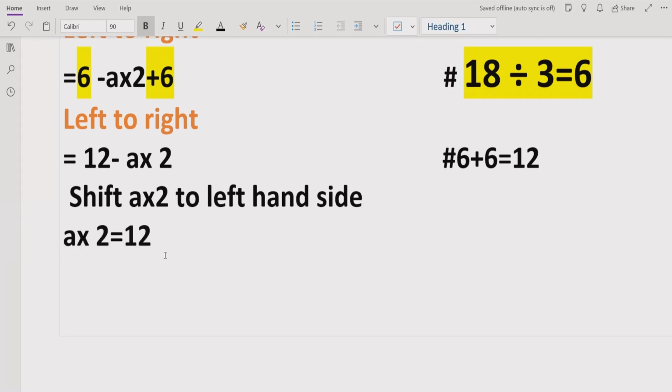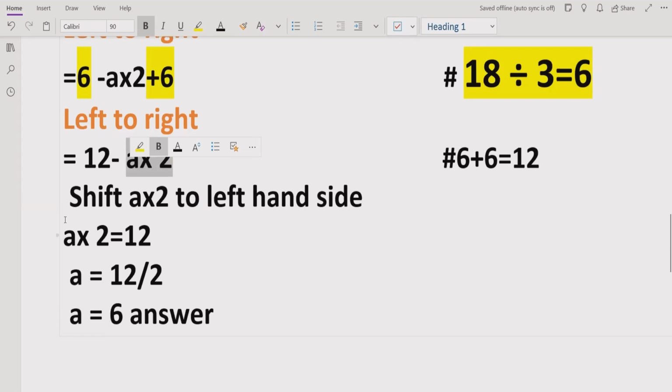And again, we have to find the value of a. So here we have 12 divided by 2. Now we have the value of a equals 6. You have to see that here the value of a is 6, not minus 6. We have 6 because when we shift a multiplied by 2 to the left hand side, it becomes positive, because on the right hand side it was negative. So now we have the answer, which is 6.